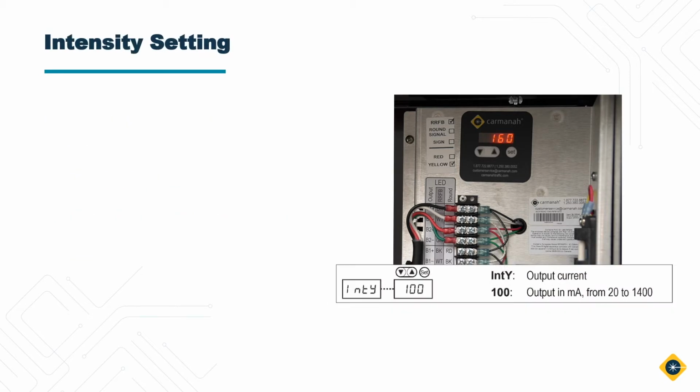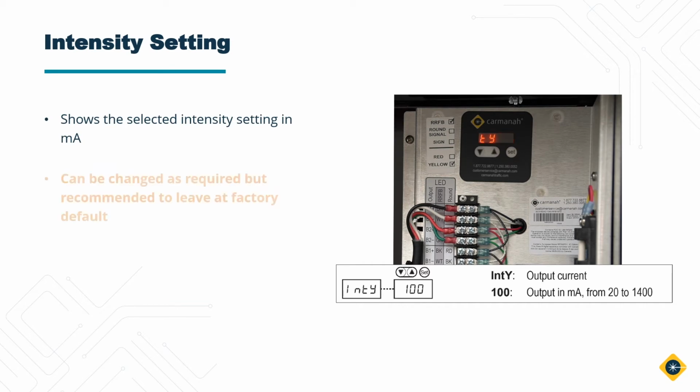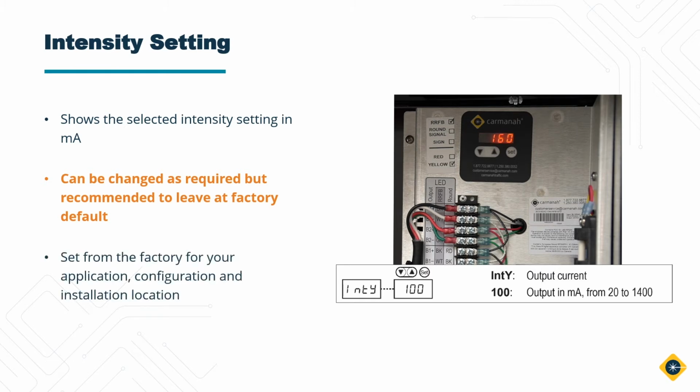Intensity setting. This will show the selected intensity setting in milliamps. This can be changed as required, but is recommended to leave at the factory default. This is factory programmed for your application, configuration, and installation location.